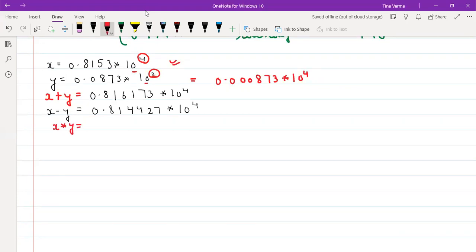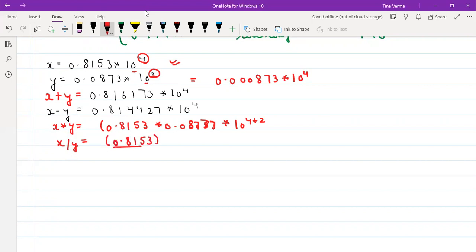What do you do in multiplication? When you have the same base, the powers will get added. So simply you will multiply 0.8153 into 0.000873, or you can say 0.873, into 10 raised to the power 4 plus 2. Is it clear? Then you need not convert the number into the same exponent, right? You can just multiply it like that.